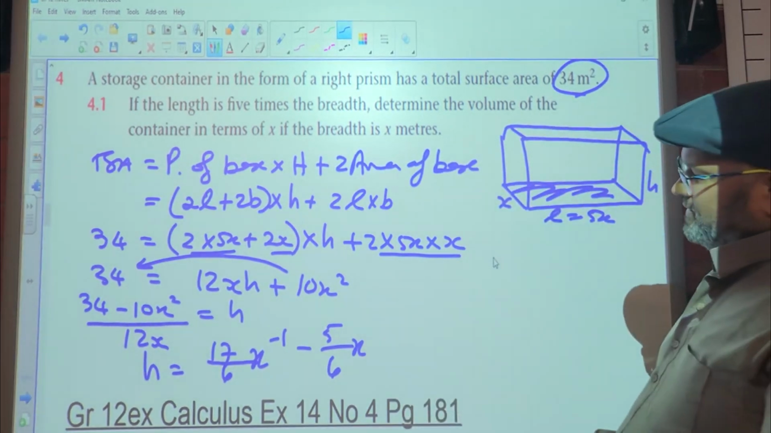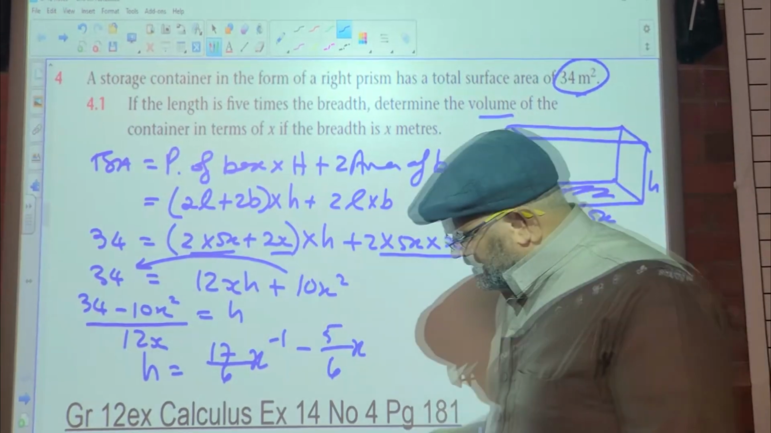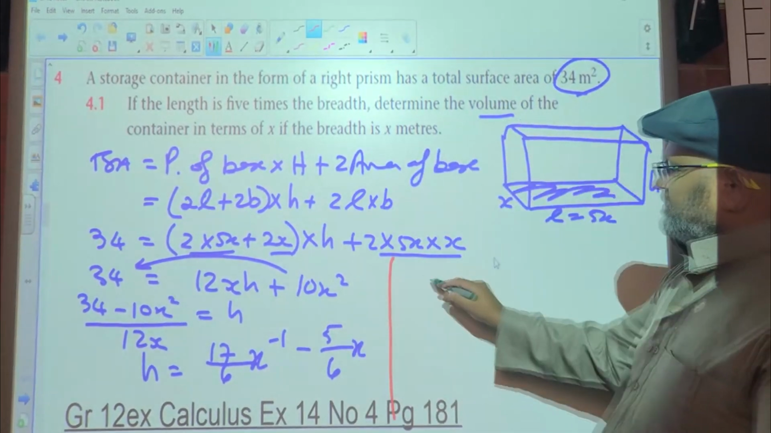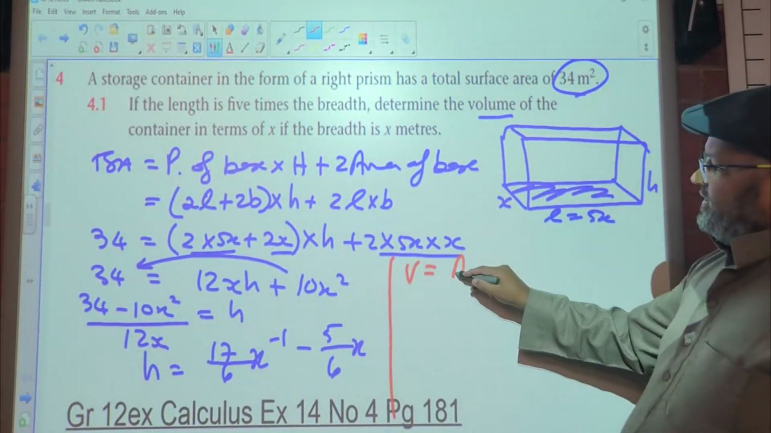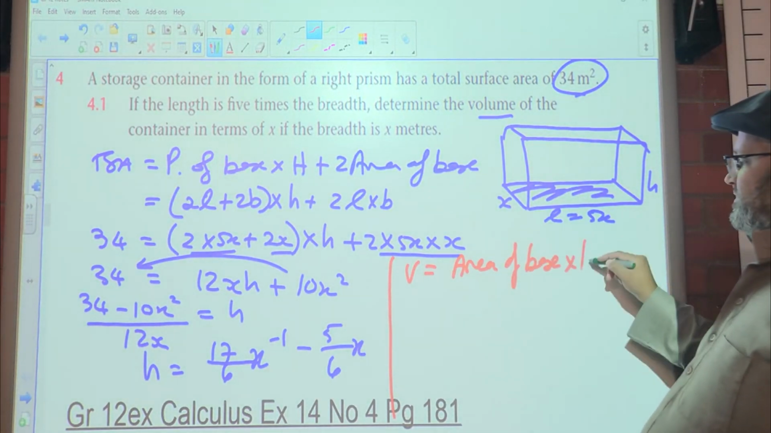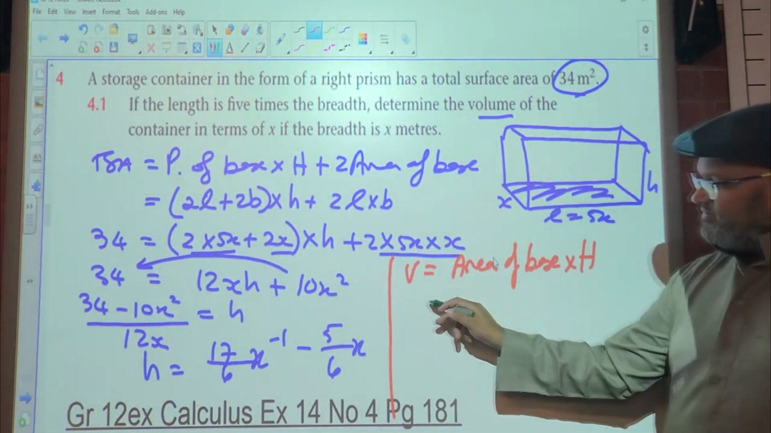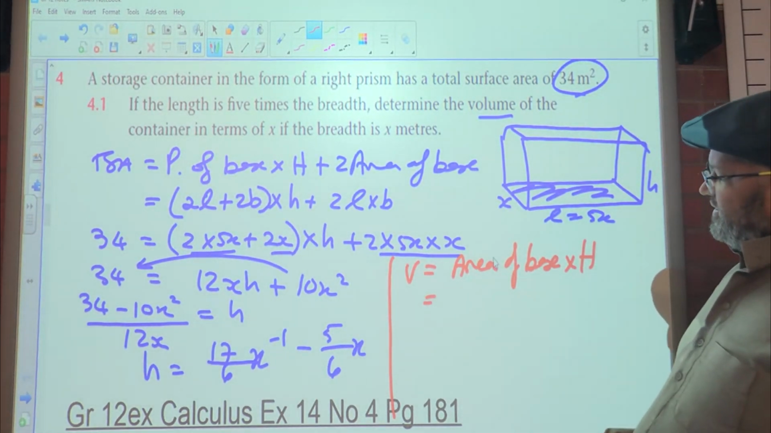Okay, what's the question? The question says determine the volume. So how do you calculate the volume? Volume is equal to area of base times height. Where do I get this from? Grade 8 and 9 formulas, no? For those of you who thought you're never ever going to use that again.